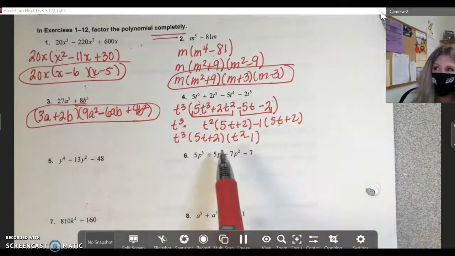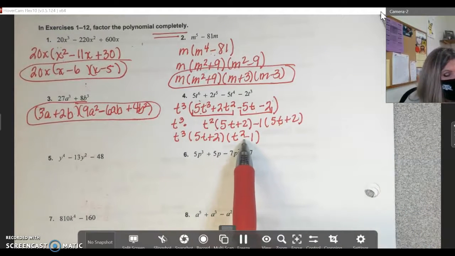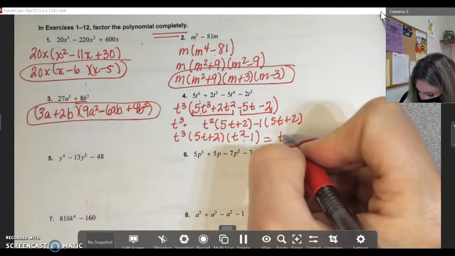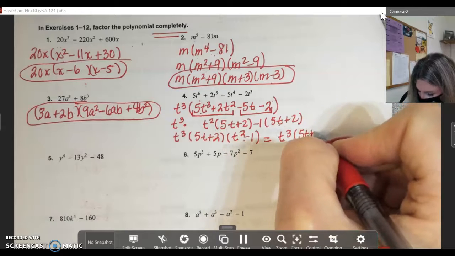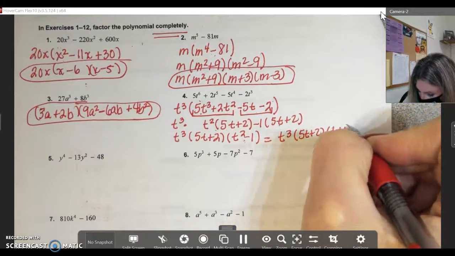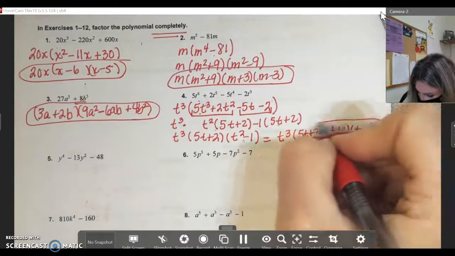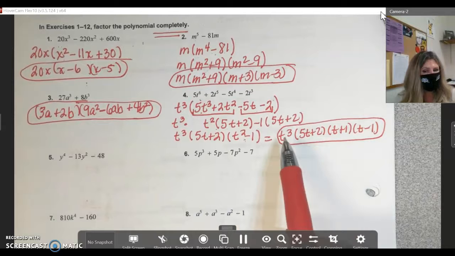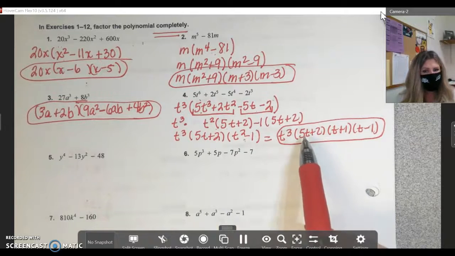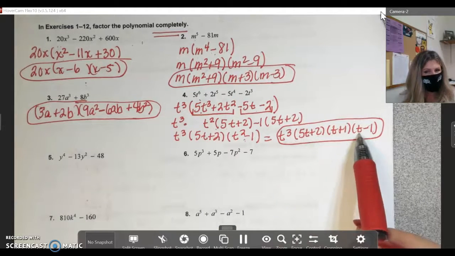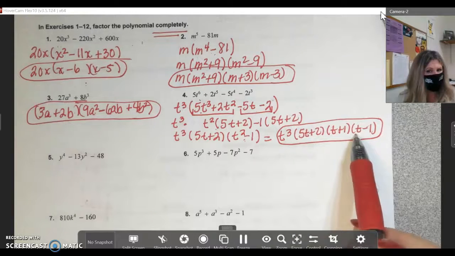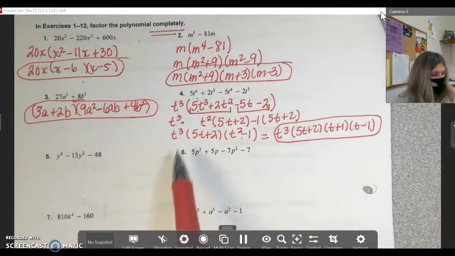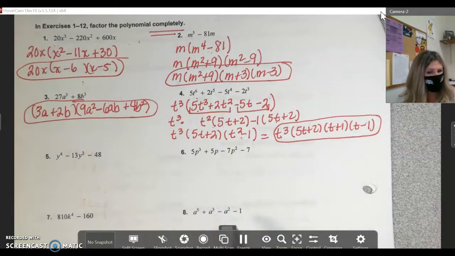T squared minus 1. And I'm still not finished because what is this one? Difference of squares. So now the final answer would be t cubed times 5t plus 2 times t plus 1 times t minus 1. So you got to keep going with this. Now, I always like to check this at the end when on these long ones. T cubed times t times t times t is how many t's? T to the what? And look at this, t to the 6. See, I just want to make sure I didn't leave one out. It's really easy to forget one on those long problems.